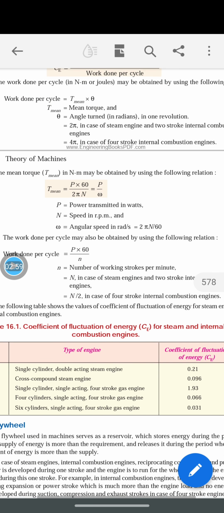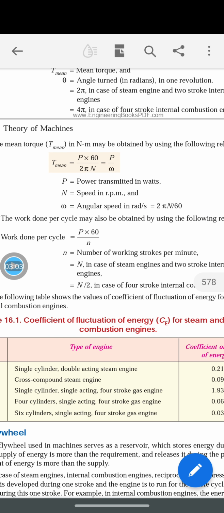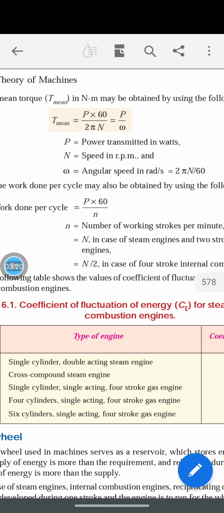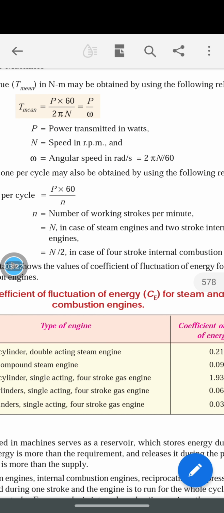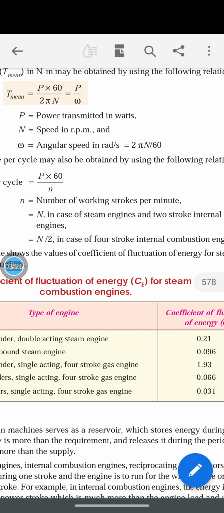Coming to the other formula which gives the relation between T mean and power. T mean is equal to power into 60 by 2 pi N, where P is power and N is the rotational speed given in RPM. Another formula for work done per cycle is power into 60 by n, where small n represents the number of working strokes. Small n is equal to capital N.